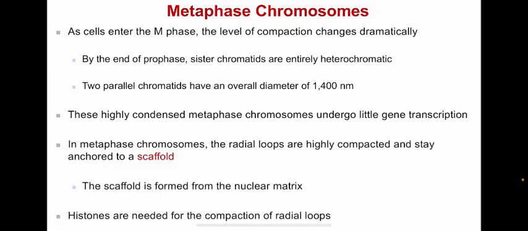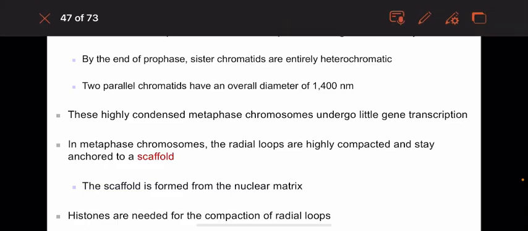So let's look at metaphase chromosomes, right? This is like we are entering the cell cycle now. I'm assuming you know what the M phase is, right? As the cell enters the M phase, the level of compaction of the chromosome changes dramatically, and I'm sure we've discussed this. By the end of prophase, the sister chromatids, which simply means the two chromatids that come together to form the chromosome.